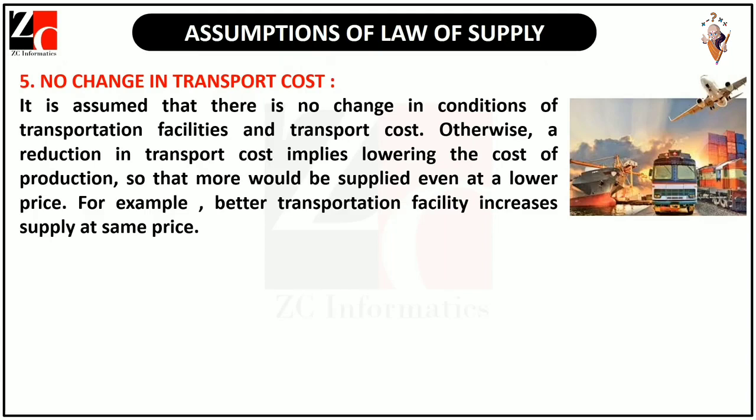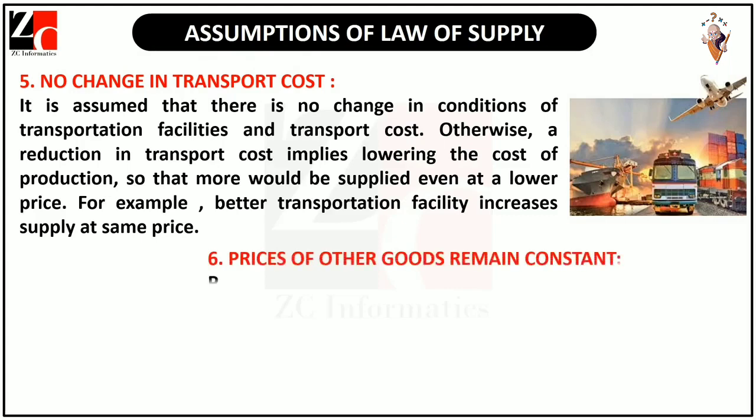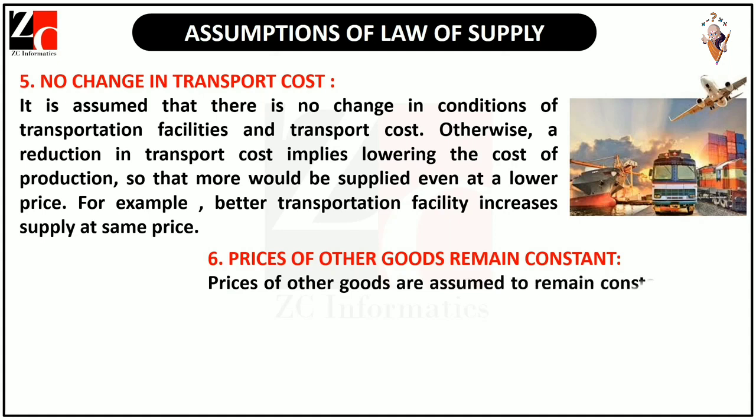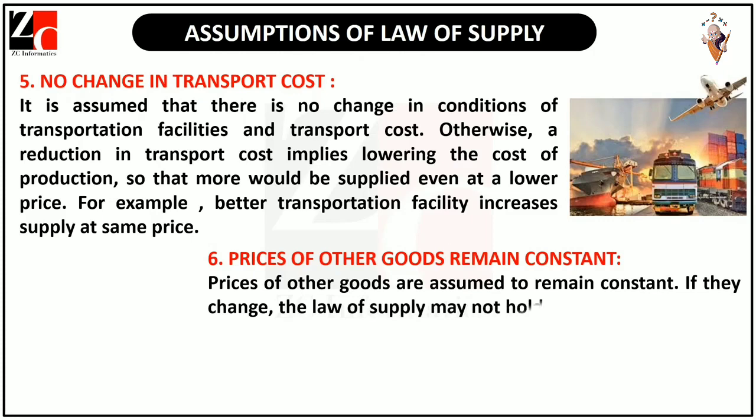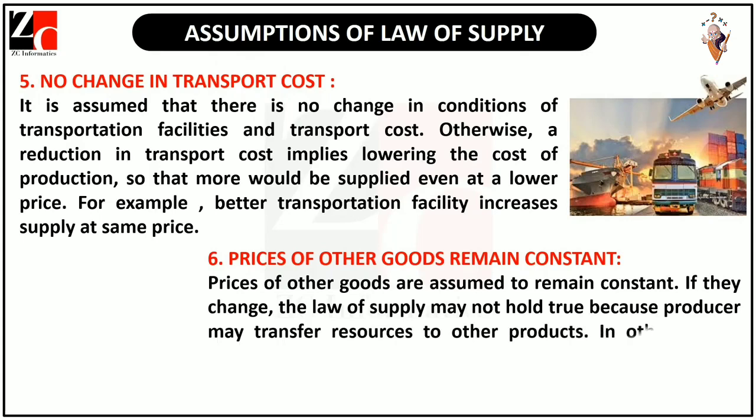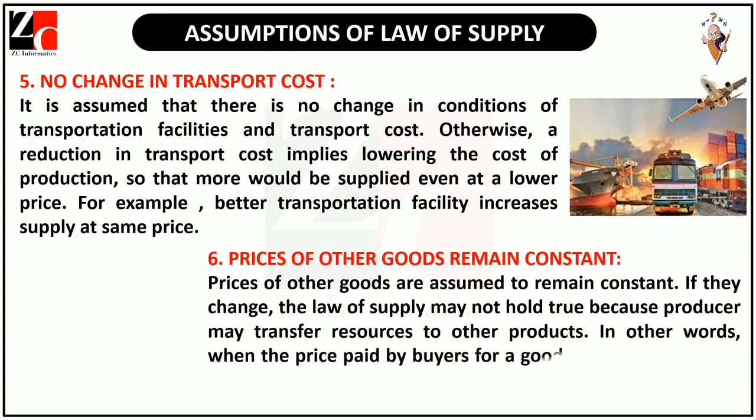Point number 6. Prices of other goods remain constant. Prices of other goods are assumed to remain constant. If they change, the law of supply may not hold true because producer may transfer resources to other products. In other words, when the price paid by buyers for a good rises, then the supplier increases the supply of that good in the market.